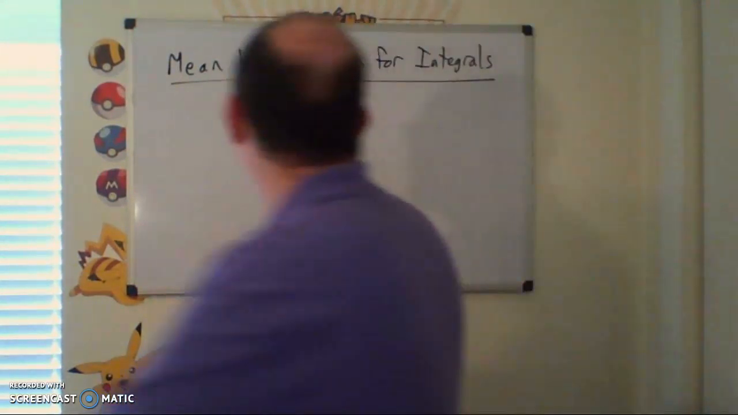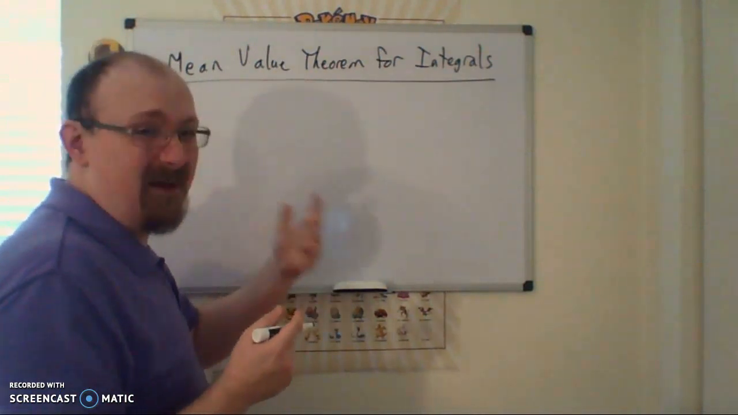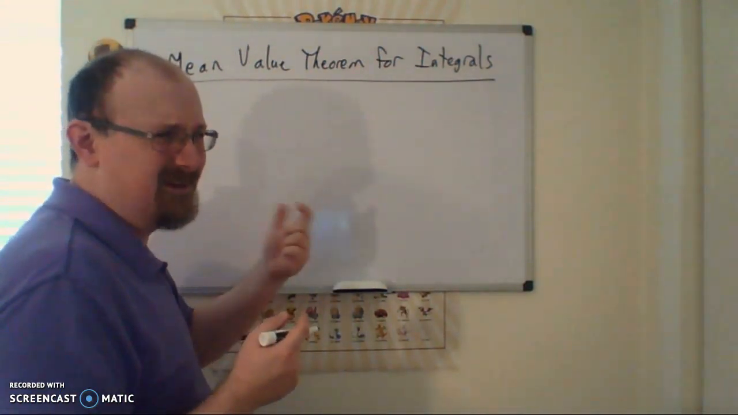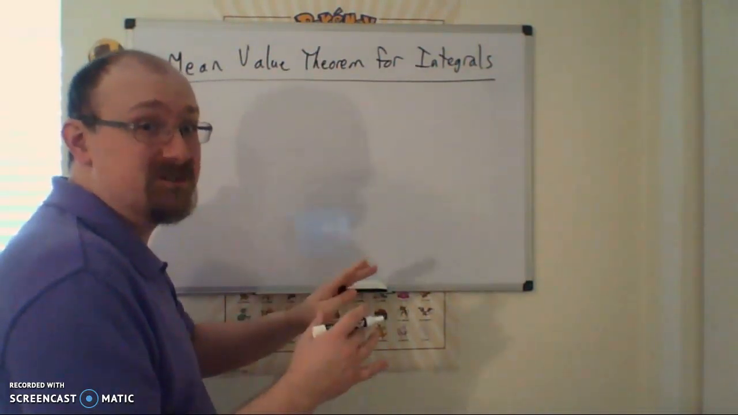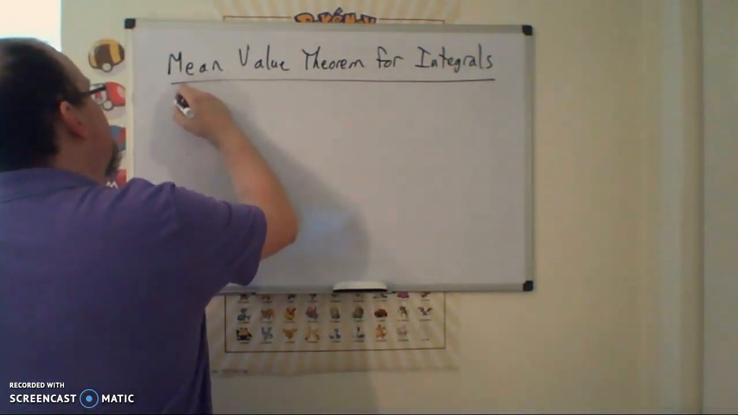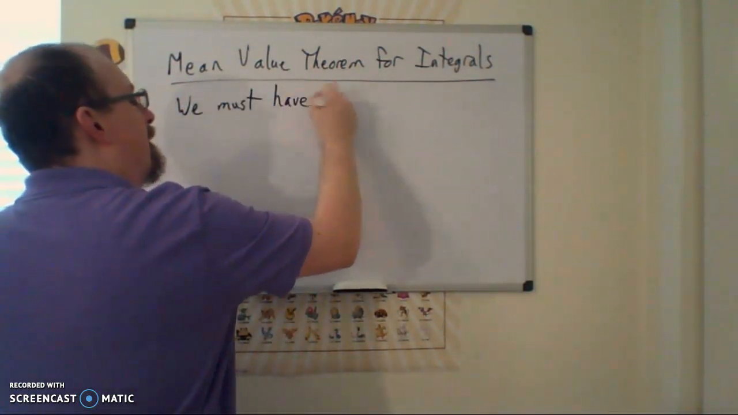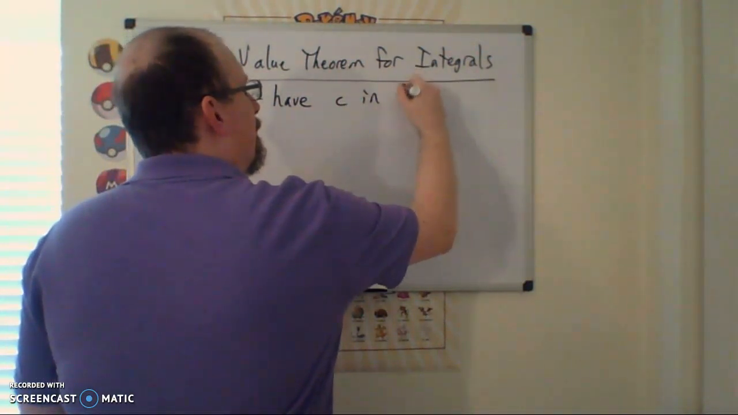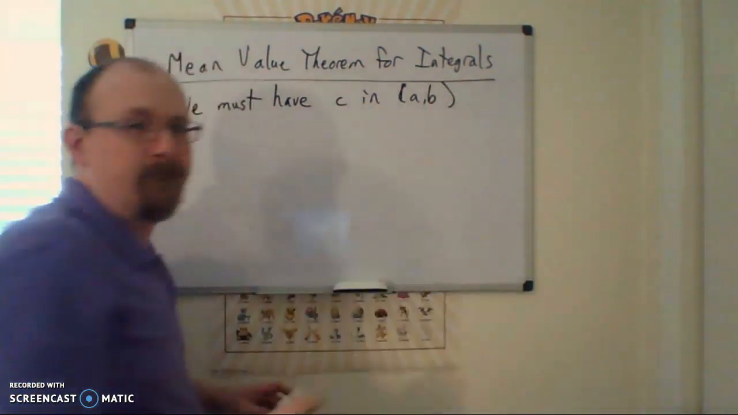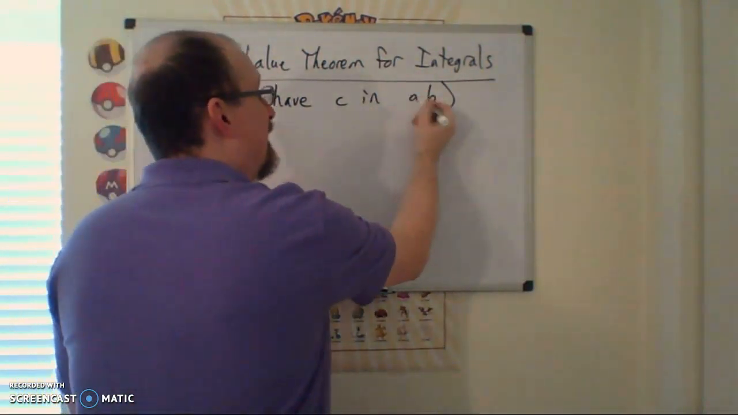Anyhow, so the idea is same setup. We assume f of x is continuous. We don't need differentiable this time. Don't worry about that. All you need is that f is continuous on [a, b]. So we must have at least one number c, technically.